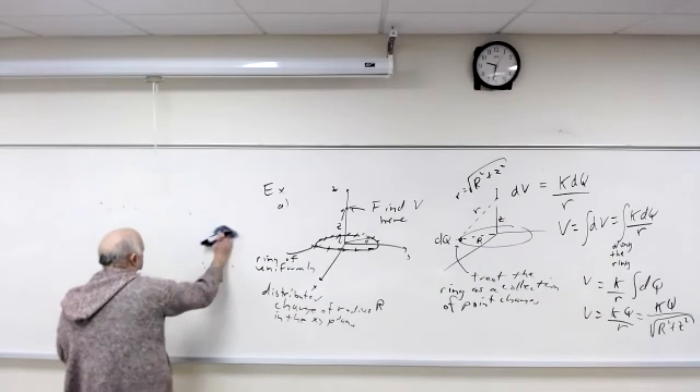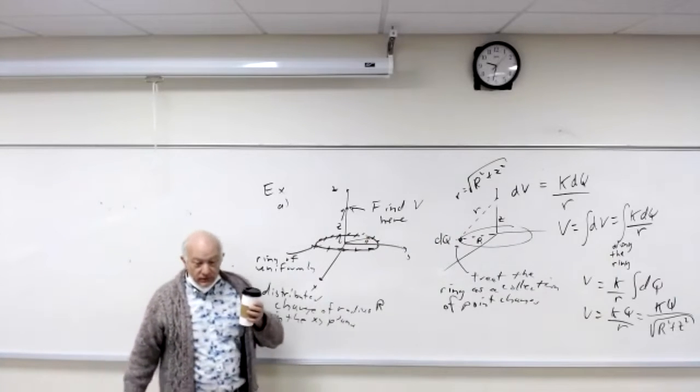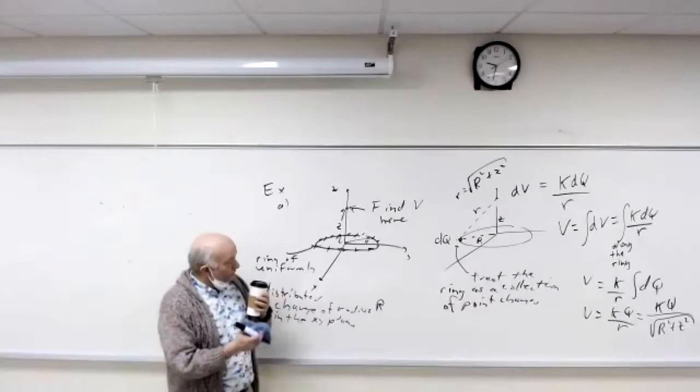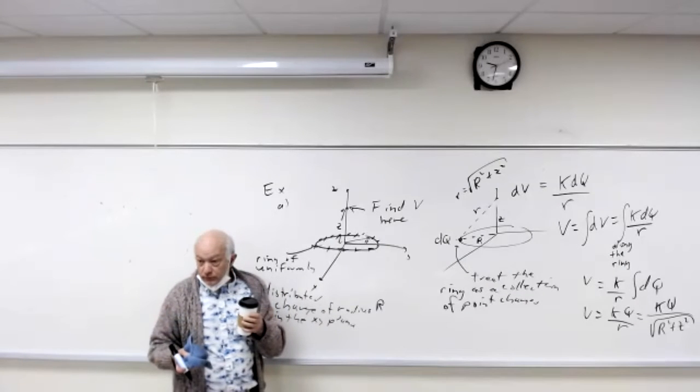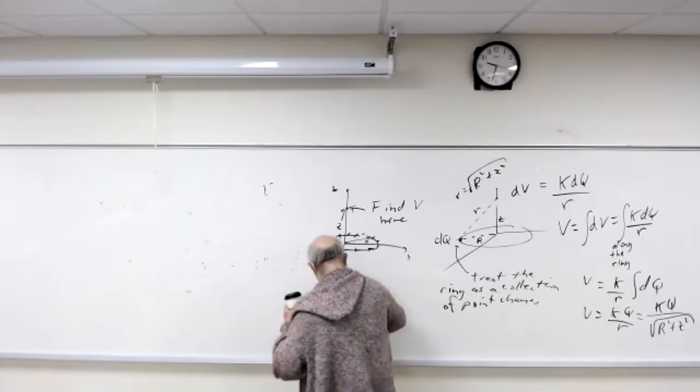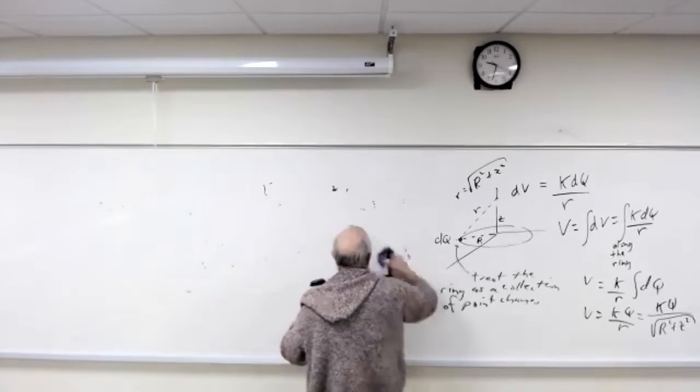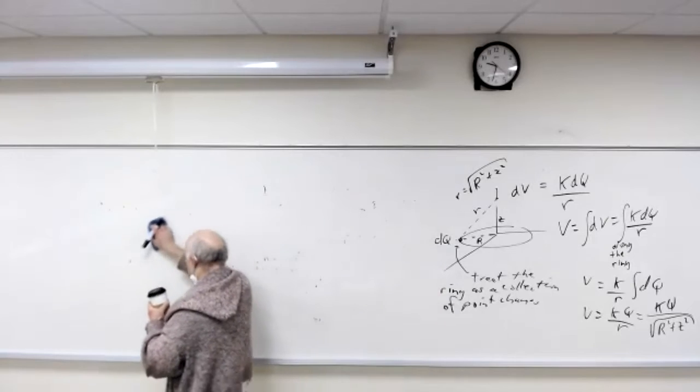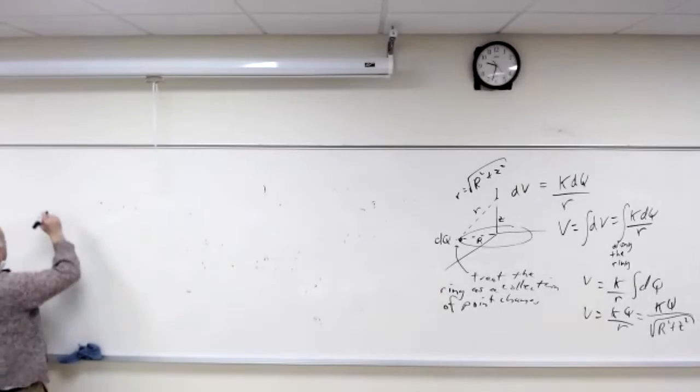If you take the advanced course of this, called Advanced Electricity and Magnetism, I hope you all do, one of the first things you do is you integrate over a lot of weird shapes. You go, wow, that hurt. Okay, that's part B.